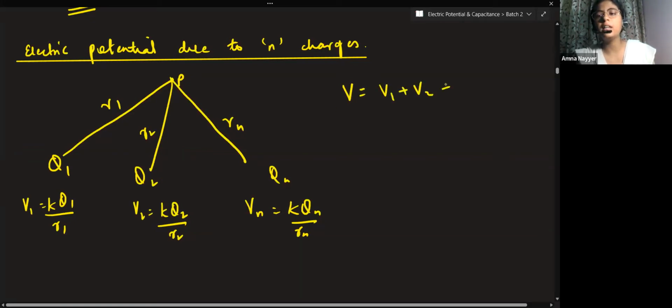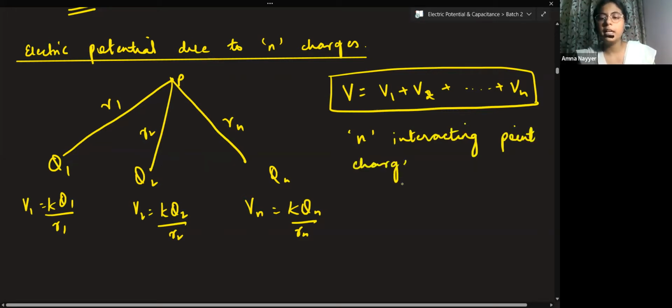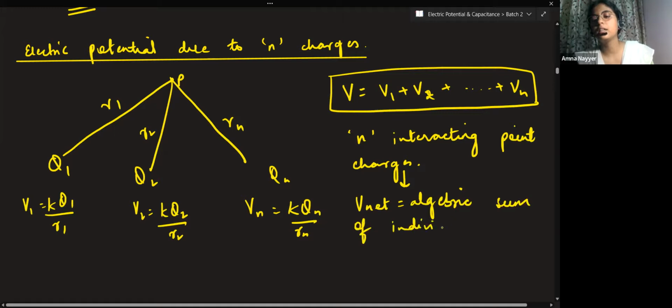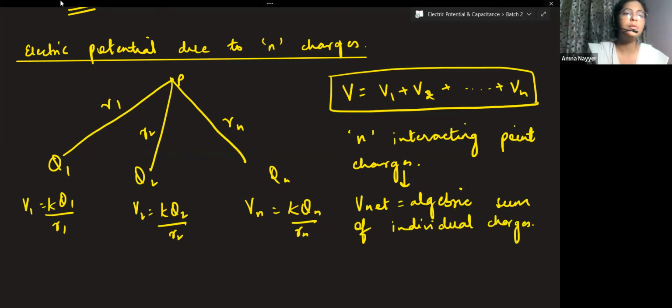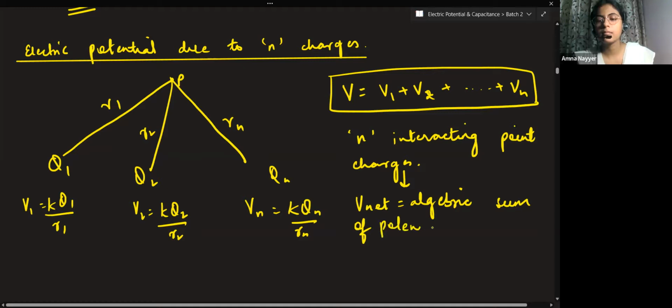V1 plus V2 up till Vn. So if you have n interacting point charges, then your net potential is given by the algebraic sum of potential due to individual charges.